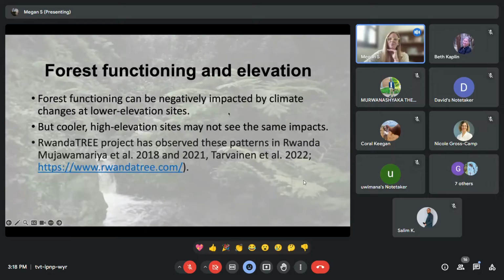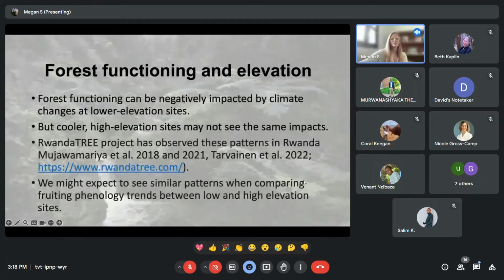And the Rwanda Tree Project, which is another really great project in the center with collaborators from Sweden, has also observed these patterns in Rwanda. There are some great papers from Miriam and some other co-authors, and you can look up more about that on the website. But basically, they found these more dramatic patterns of forest functioning being impacted by climate change in the eastern provinces, which are at lower elevations, than in the western provinces near where Nyungwe is located, which are higher elevations.